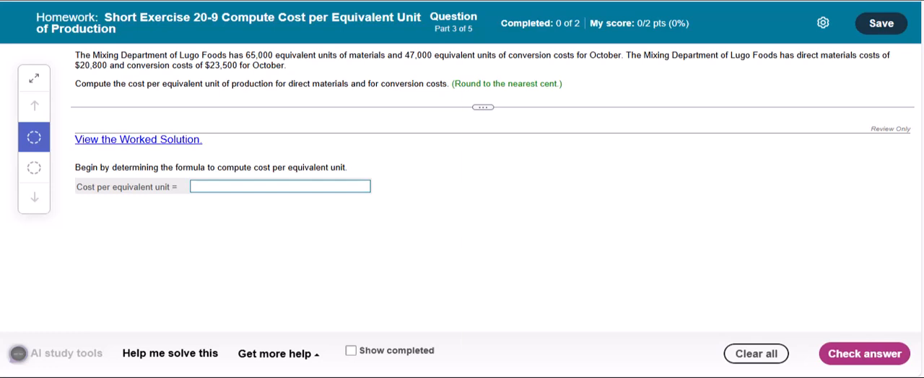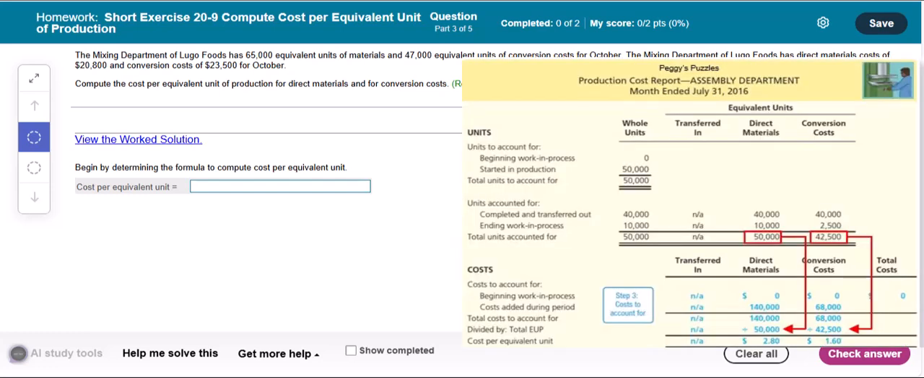So first let's do a quick review back on our slides. Here's a production cost report for Peggy's Puzzles. This is the assembly department, where they assemble the puzzles. They take a picture of the puzzle, they apply glue, and then they stamp it to cardboard.